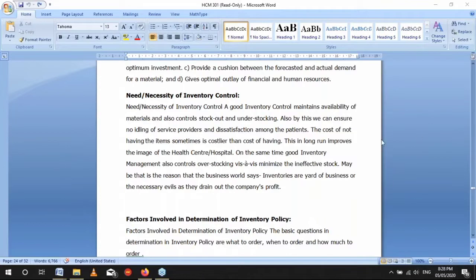I've just talked about what inventory means. I've talked about the meaning or the definition of inventory control. I've talked about the different types of selective inventory control. I've talked about the functions of inventory control and the need for inventory control.